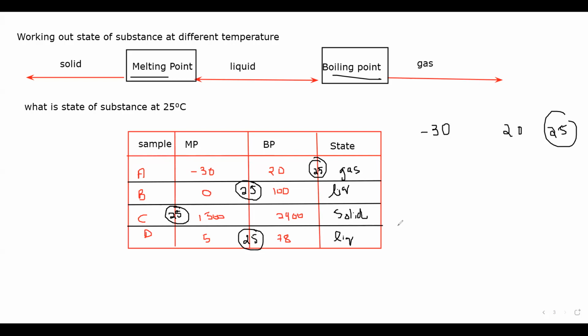liquid. So simply, if the temperature at which you are finding the state is lower than the melting point, then it will be solid. If that temperature is between the melting and boiling point, it will be liquid. And if it is after the boiling point, it will be a gas. Is it clear?